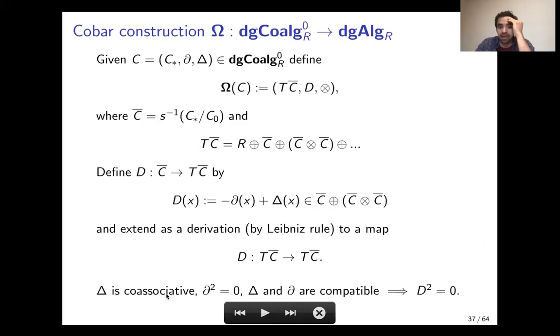And now the fact that the coproduct is co-associative, the differential of the underlying coalgebra squares to 0, and the fact that the coproduct and the differential are compatible, namely we started with a differential graded coalgebra, together imply that the square of this map is 0. So it's indeed a differential.